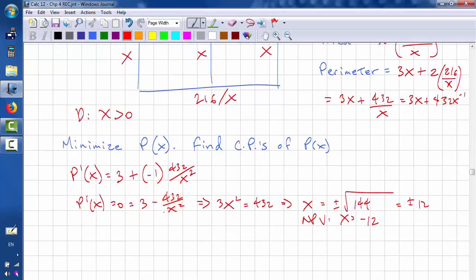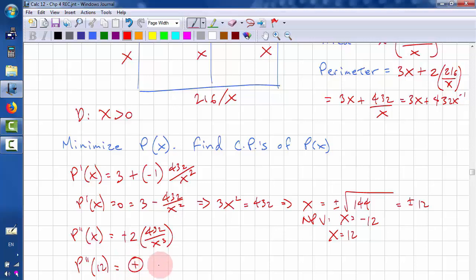Okay, this is not so bad. We could do the second derivative. It's positive 2 times 432 over x cubed. And this should be a plus sign because we have minus and the exponent is negative 2. Okay, so the answer is x equals 12. We can do the second derivative, P double prime of 12 is positive. So concave up, and x equals 12 is a minimum.